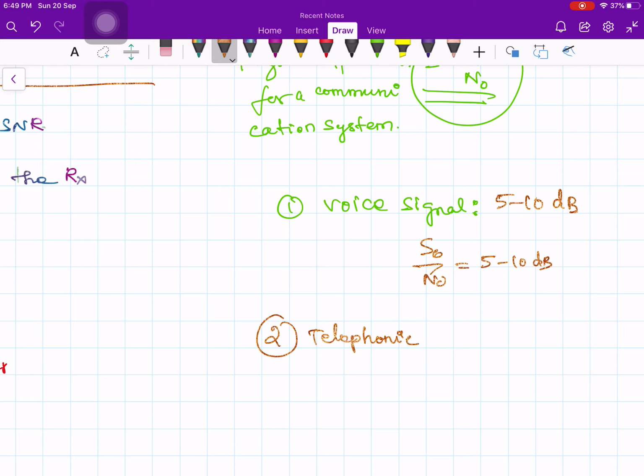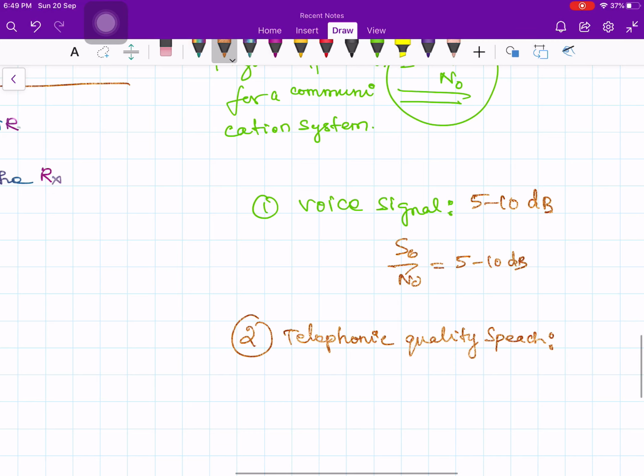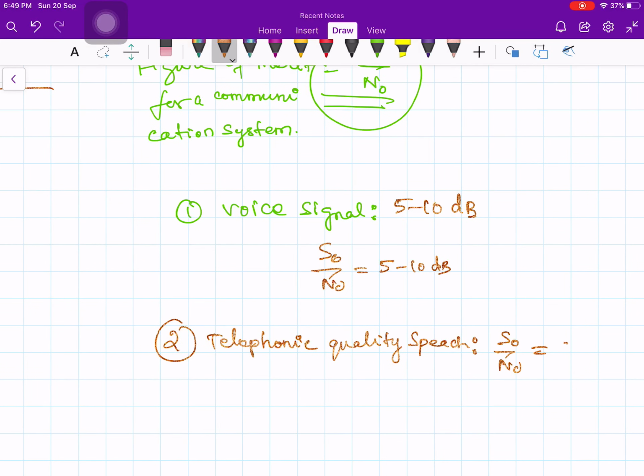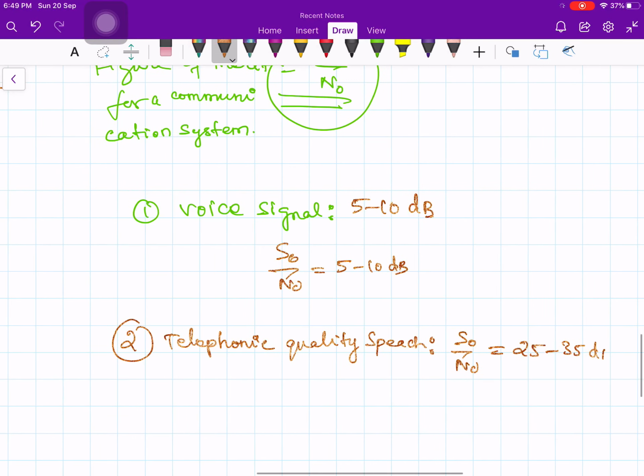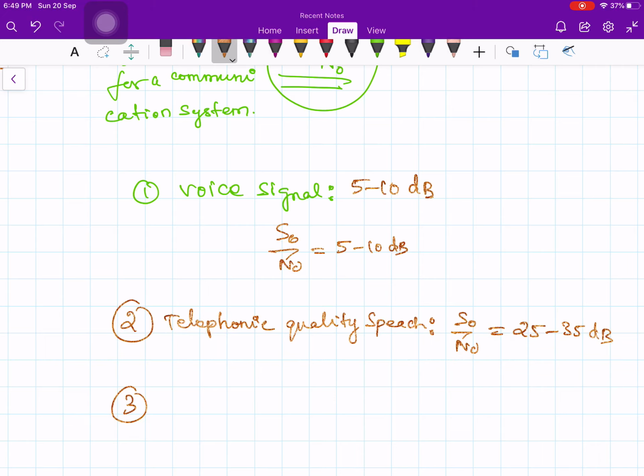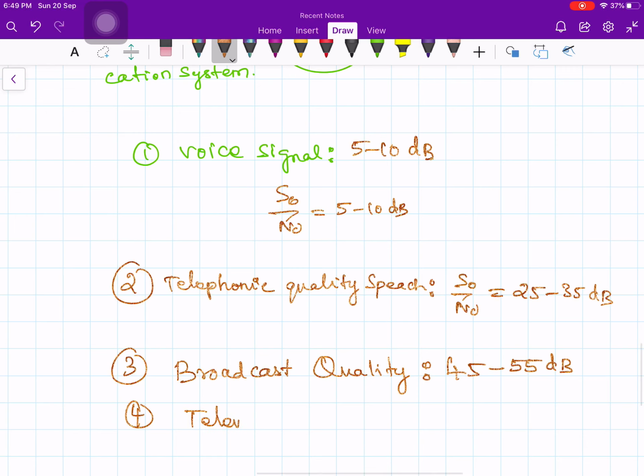And typically telephone quality speech, for telephonic conversation, the signal to noise ratio S0 over N0 is equal to 25 to 35 dB for telephonic signals. And the third one is for good quality of broadcast signal, SNR is in the range of 45 to 55 dB. Broadcast quality, it will be 45 to 55 dB. And the fourth one is for television. Television, again this is going to be 45 to 55 dB.